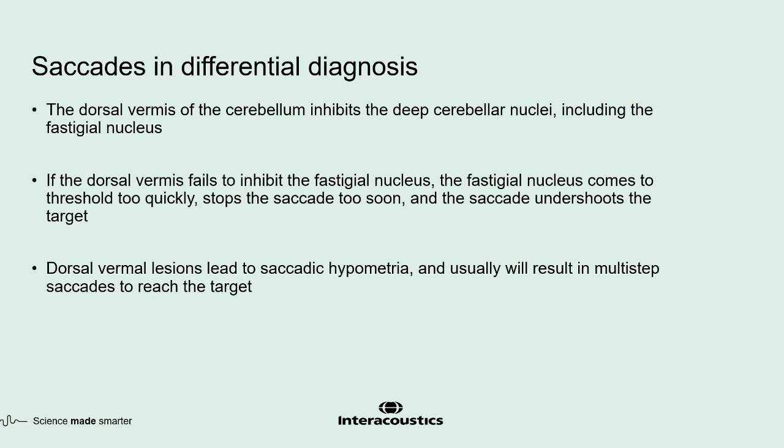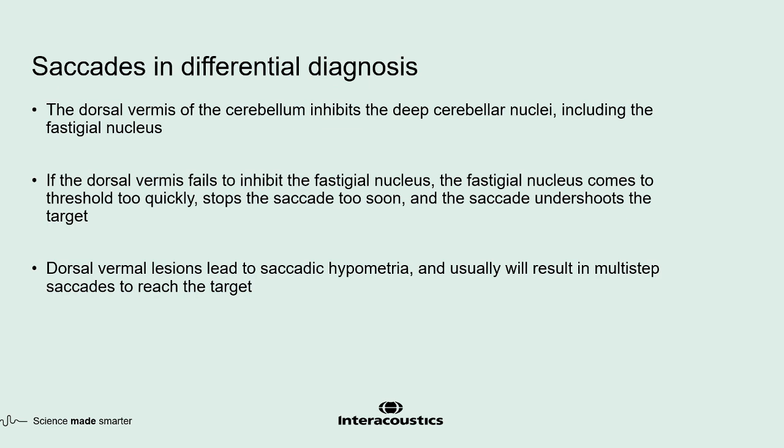Now, if the dorsal vermis fails to inhibit the fastigial nucleus, it comes to threshold too quickly, it stops the saccade too soon, and the saccade undershoots the target. So dorsal vermal lesions lead to saccade undershoot. They lead to saccadic hypometria. And generally, you're going to see not only saccades that stop short, but you'll see multi-step saccades as the patient realizes they're not on the target and they generate extra steps to reach the target.